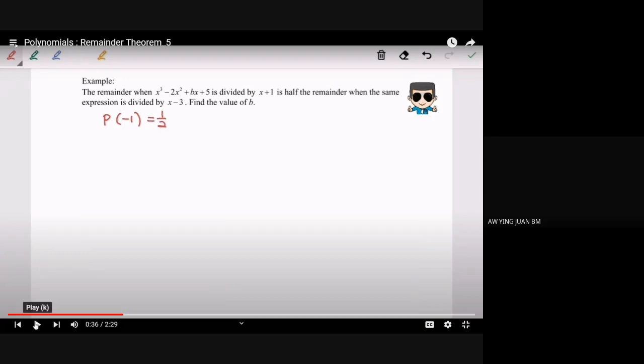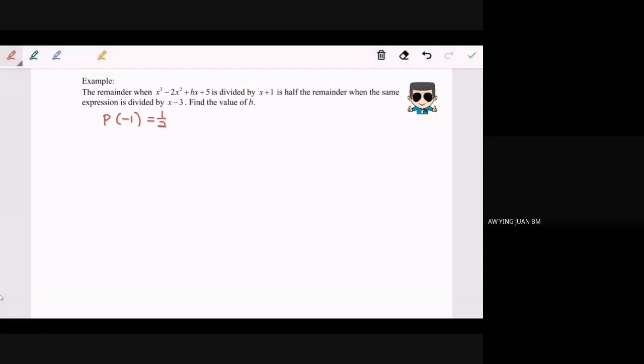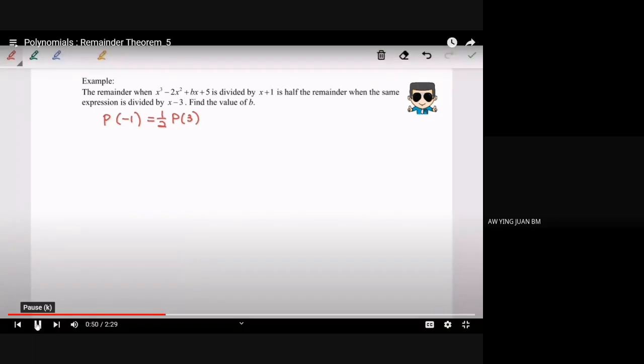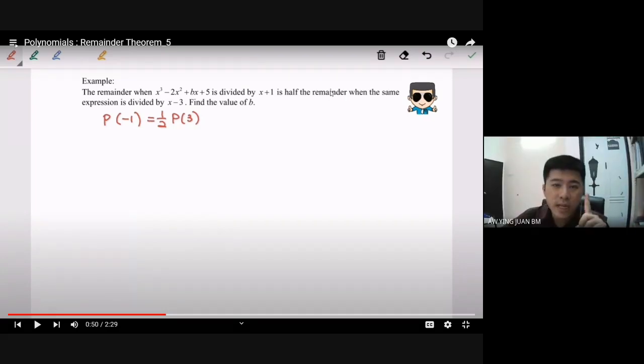Remainder when the same expression is divided by x minus 3, which is going to be P(3). So now we are going to create the equation by substituting the value negative 1. Okay, so you dah nampak tak satu equation. Kenapa satu equation? Sebab you hanya ada satu masalah saja, which is value b. Boleh? So sekarang kena faham bahasa dia. P bracket negative 1, meaning that we are going to substitute the negative 1 into the x, into the expression.